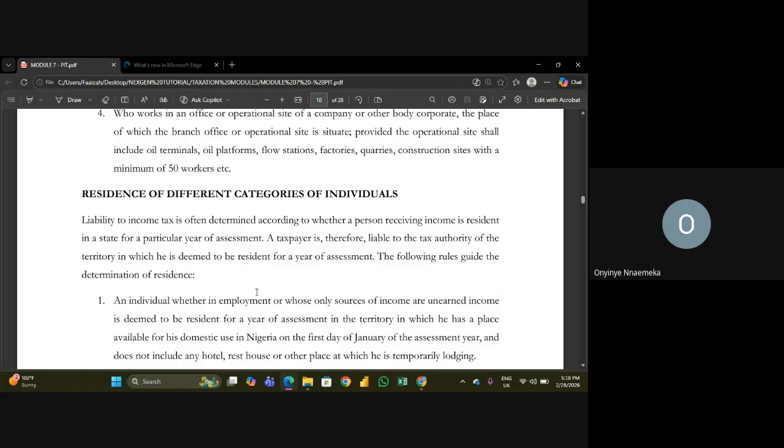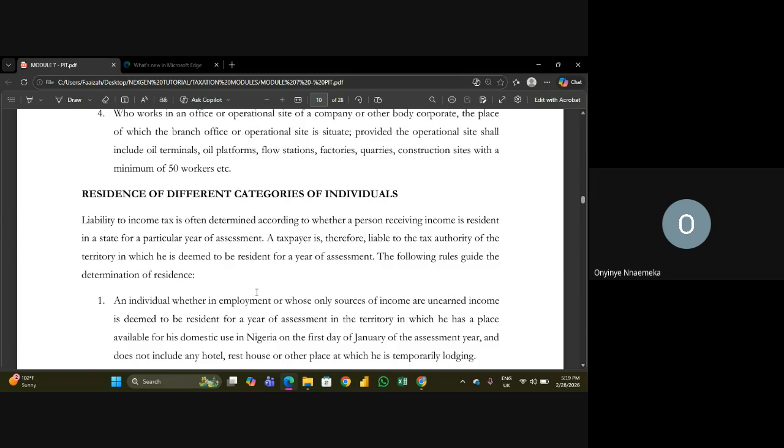A taxpayer is therefore liable to the tax authority of the territory in which he is deemed to be resident for a year of assessment. So that's what we are saying. So you are liable to pay tax to the what? To the tax authority of it. So if you have decided that your residency is your state, then you pay tax to the tax authority of your state. But first, you have to determine where your residency lies. Your residency will determine who you are paying your tax to.